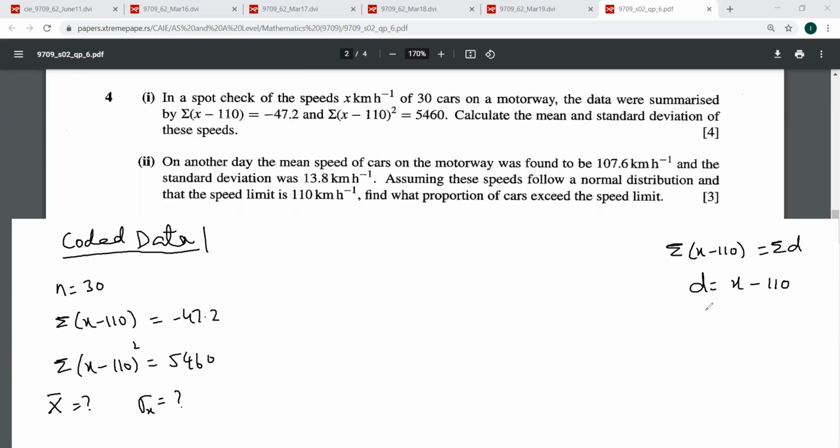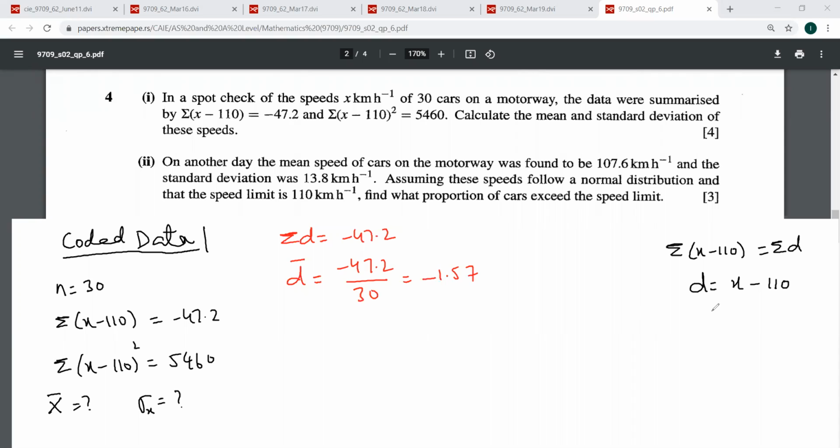Okay, so now we have here sigma d is minus 47.2. From this, I can calculate the mean of this coded data. Please use your calculator. Tell me quickly what is minus 47.2 over 30. Sir, minus 1.57. This is minus 1.57.